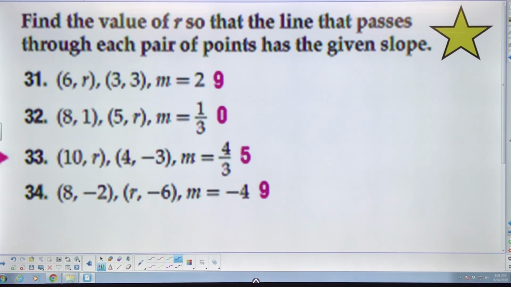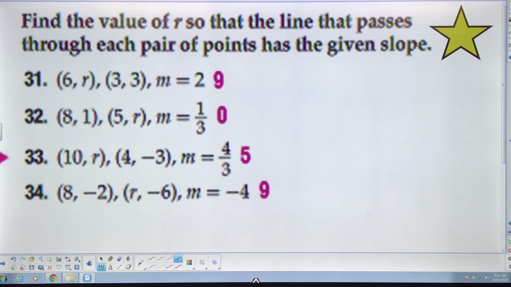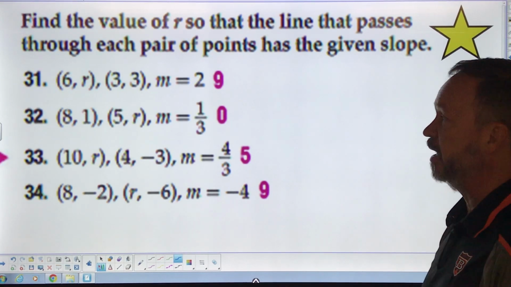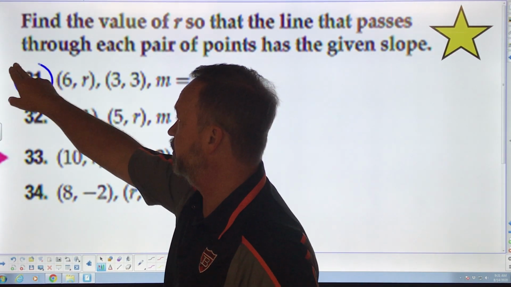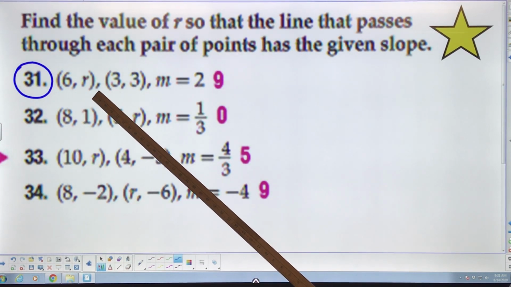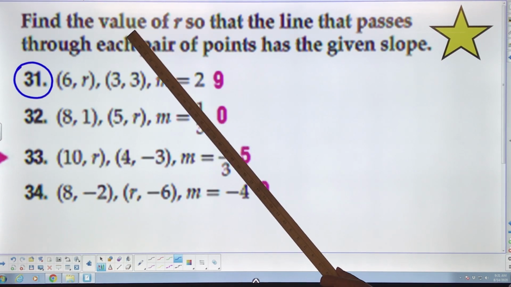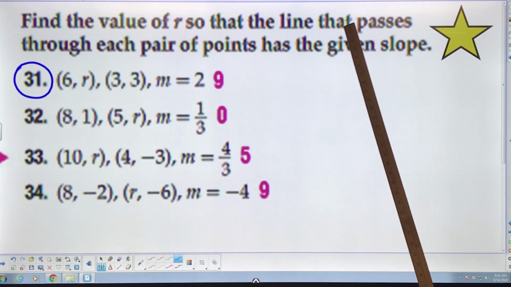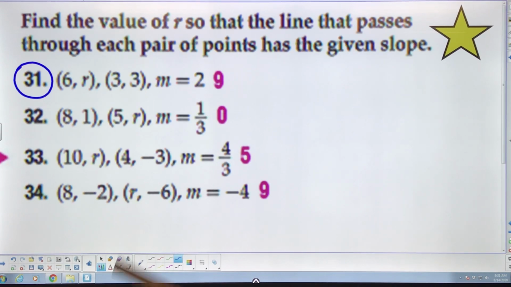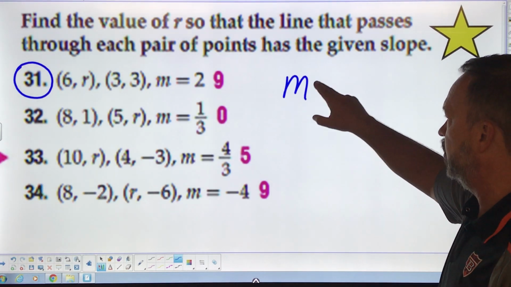So it says find the value of r. I got to go back and deal with this. So this says 6, r, a point, and 3, 3, another point, have a slope of 2. Find the value of r so that the line that passes through each pair of points has the given slope. Now, you look at that problem, and you're like, I don't know. Let me just help you right here, nurture you just a little bit.